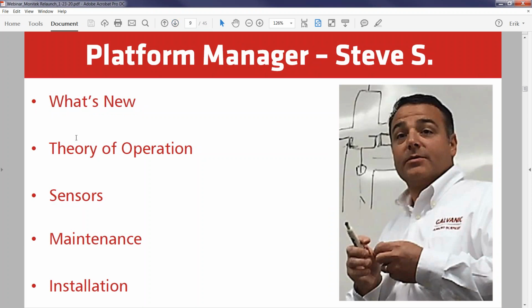So again, this is just a high-level overview in terms of the analyzer, the system, how it works, and what some of the key benefits and features are. At this point, I'm going to turn it over to Steve, who's going to get into much more detail in terms of what's new, the operation, sensors, maintenance, and installation. So Steve, over to you.